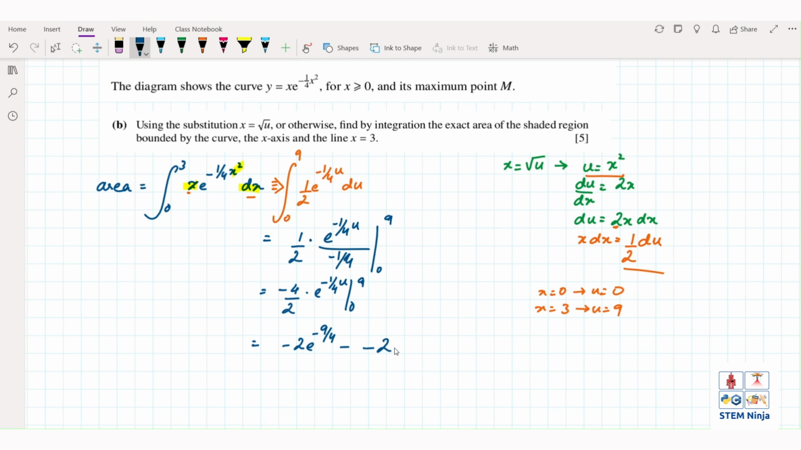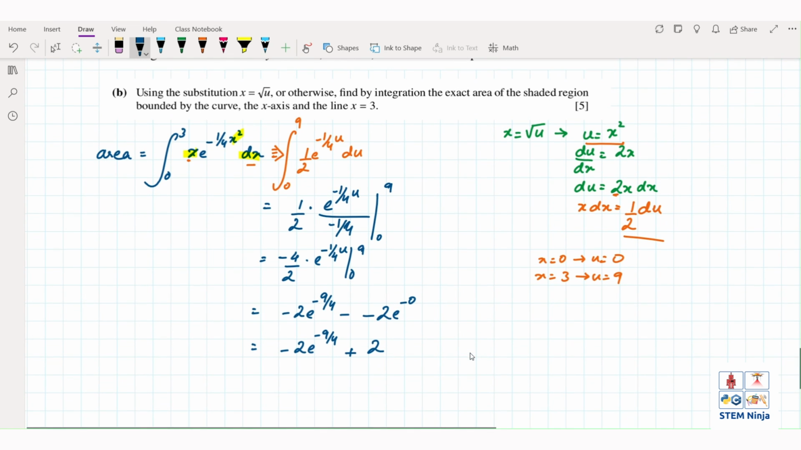minus 2 e raised to power minus 0. So 9 over 4 remains as it is. So this is minus 2 e raised to power minus 9 over 4. And this is plus 2 times by 1. So this is just the same thing, like 2 minus 2 e raised to power minus 9 over 4. So this is our final answer.